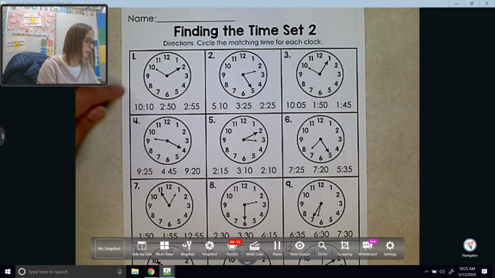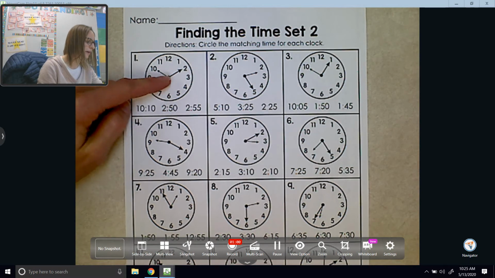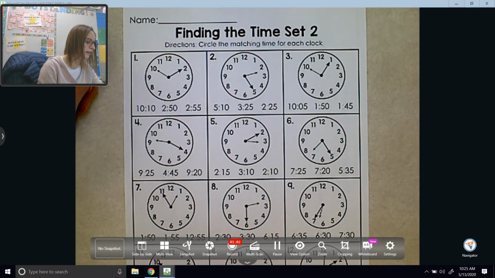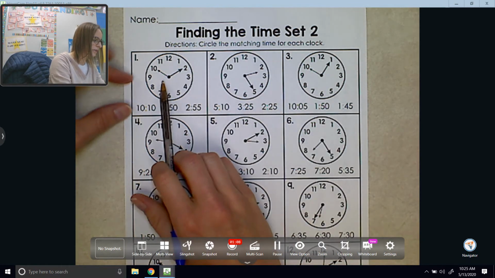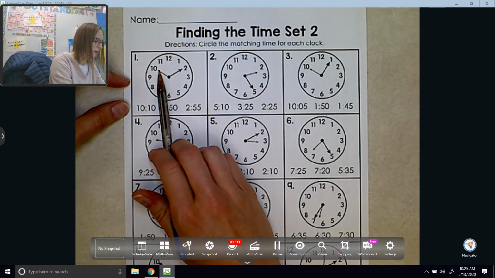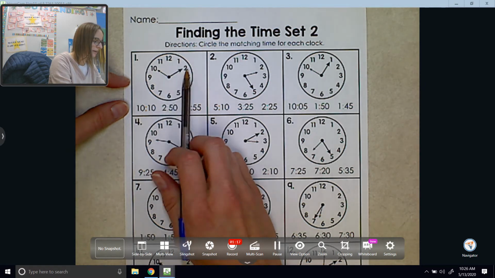On this paper right here, if you look closely, you'll notice that the minute hand, not only is it the longer hand, but it's a bolder arrow. The minute hand is the bolder arrow. So if I'm looking at number 1, I see the hour hand is pointing to the 10. So I need to look at my minute hand, and it's at 5, 10.